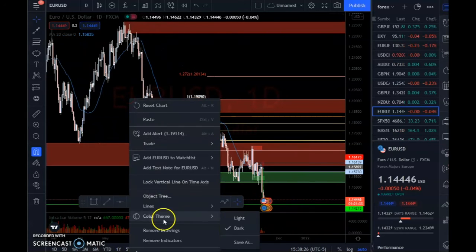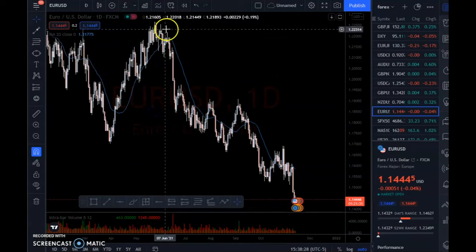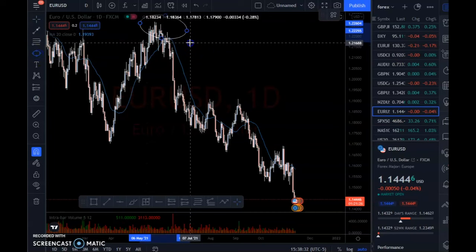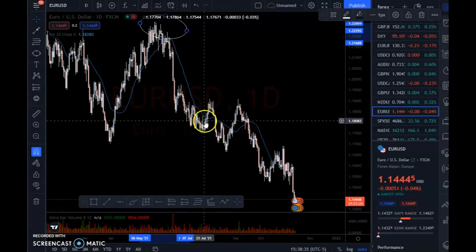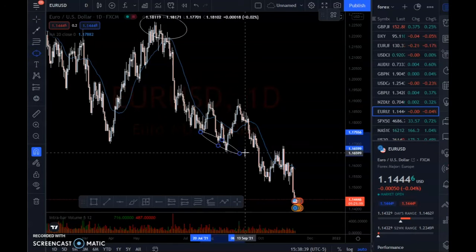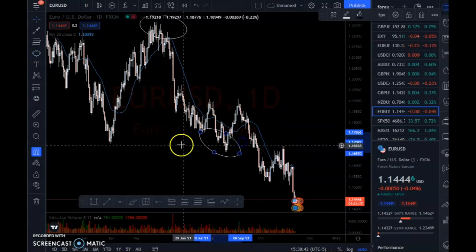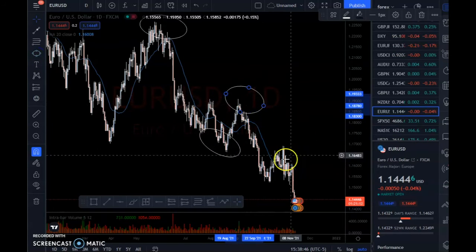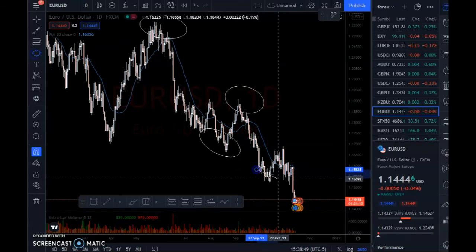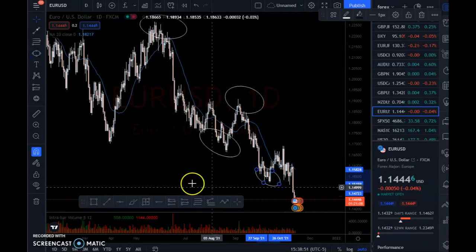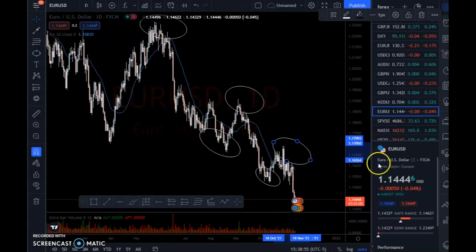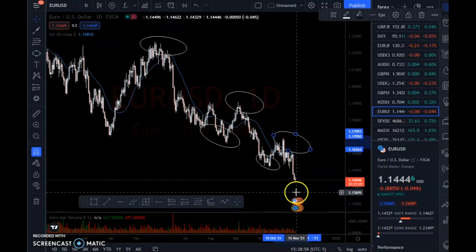Okay, so right now this is in a downtrend. On the daily, this is the high, and then it creates a lower low. And then it creates a lower high, and then it creates a lower low, and then another lower high, and then it goes past the last lower low.